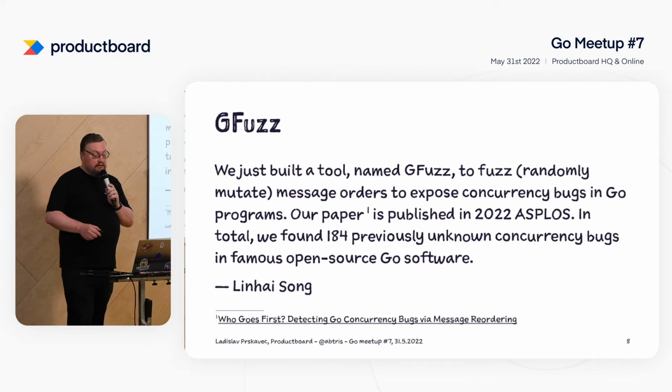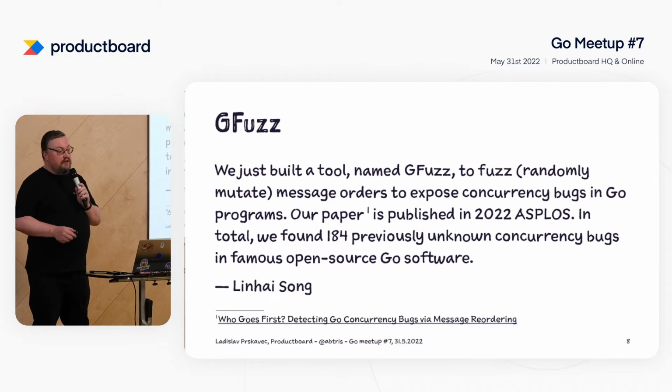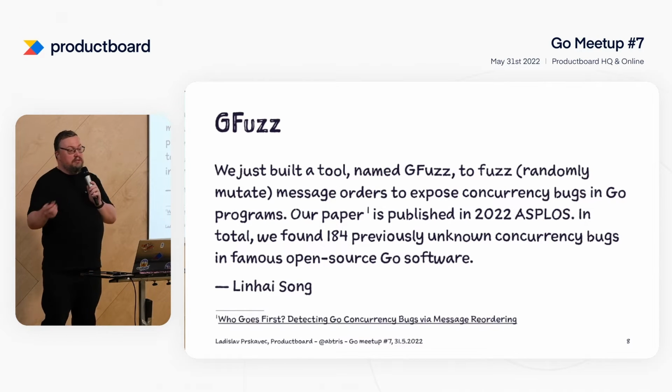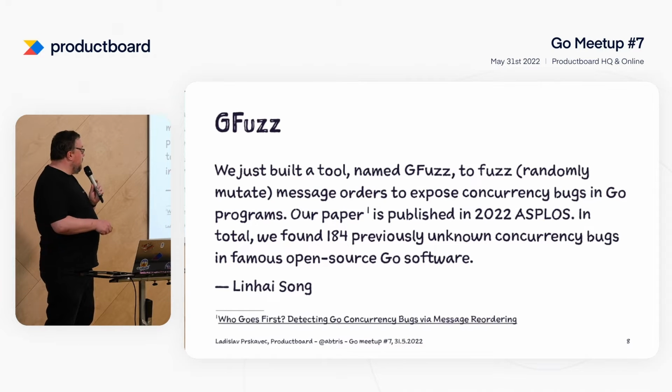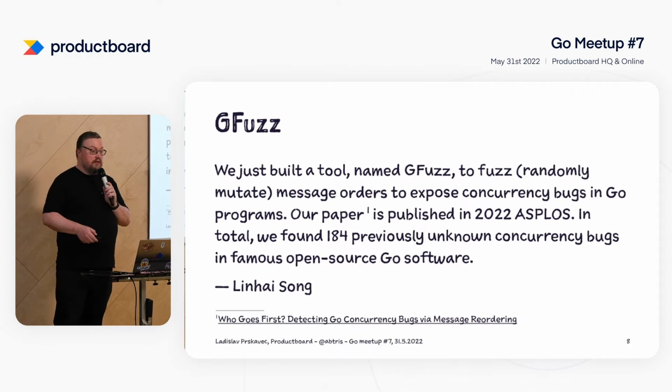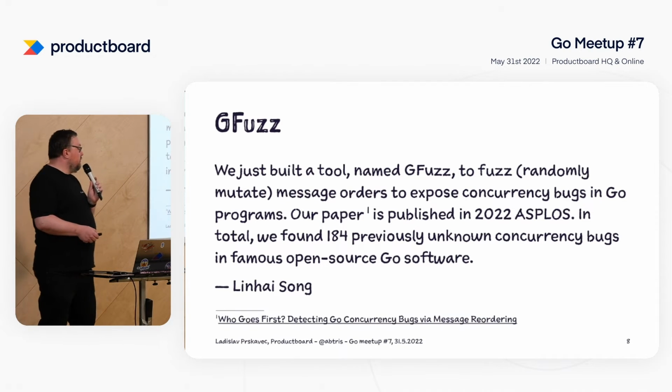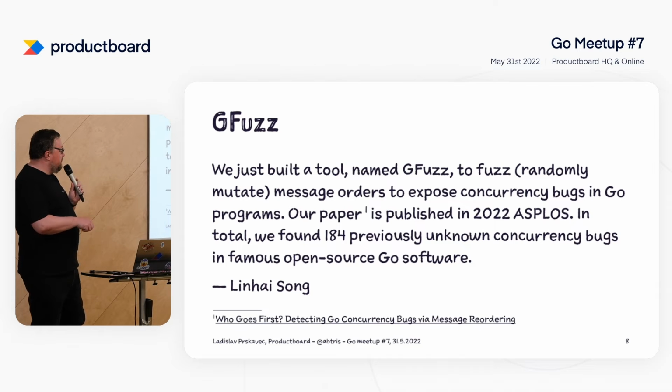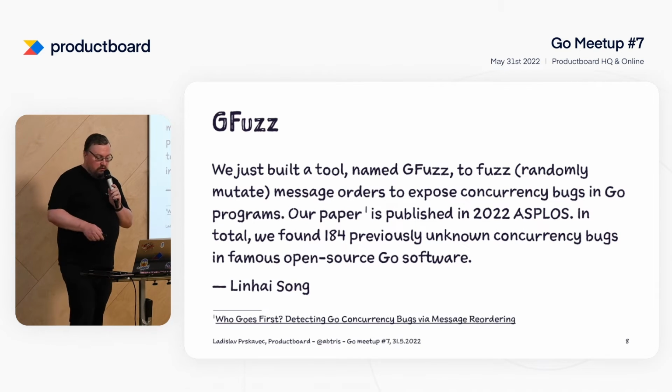And another paper was about GFuzz, directly about Go open source, and there is a link inside this for the paper if you want to read it. It's about who goes first, detecting concurrency bugs, and they found about 184 unknown concurrency bugs in Go open source software. That's very good for fuzzing too. This paper is quite interesting, and if you want to read it, I recommend it.